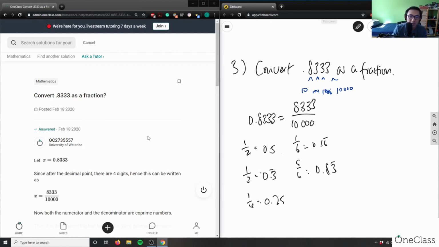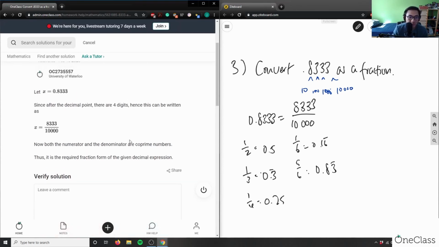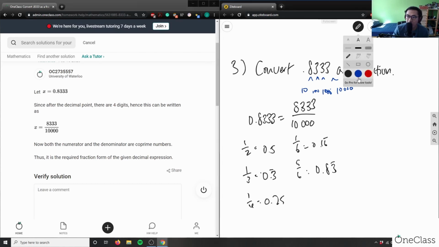So let me just check what they did in terms of their solution. It says, now the numerator and denominator are co-prime numbers, thus this is the fraction form of the given decimal expression. So here, I'm saying that I'm going to prove that this can equal 5/6 if I were to extend my fractions here.